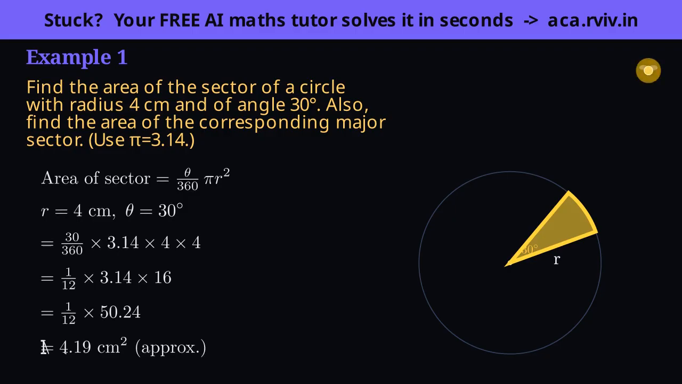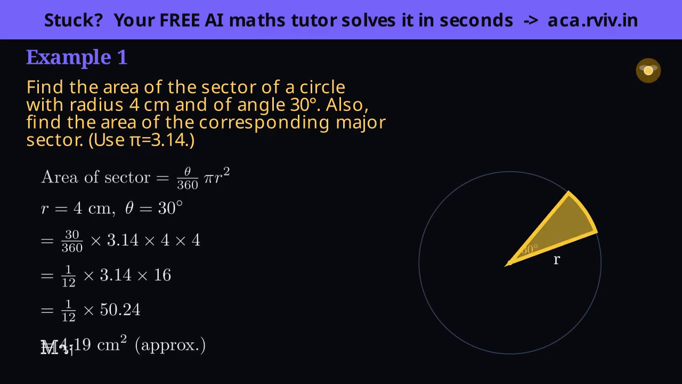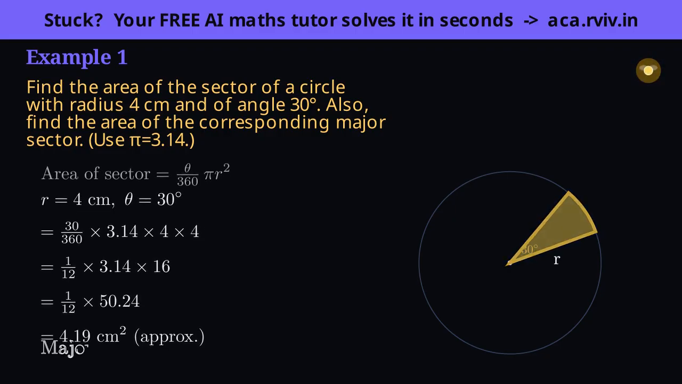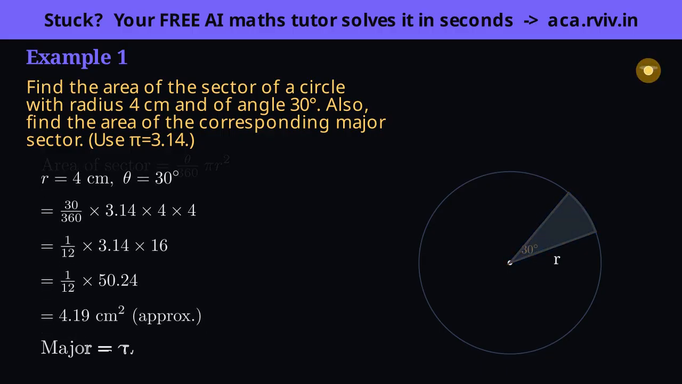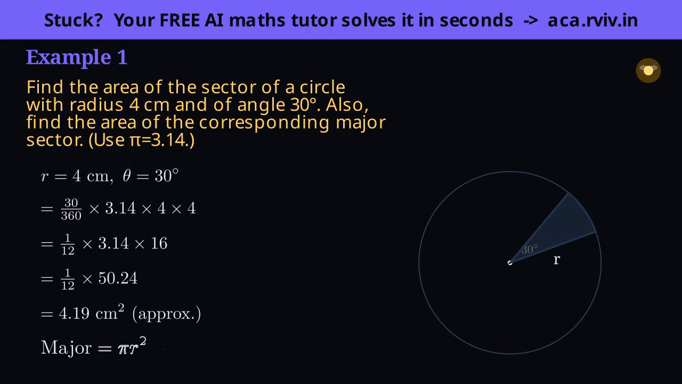Now for the major sector. Here's the smart move. The major sector is simply everything in the circle that isn't our little slice. So rather than compute its awkward 330-degree angle, we just take the whole circle and remove the slice we already found. That's why we write major equals pi r squared minus the sector.